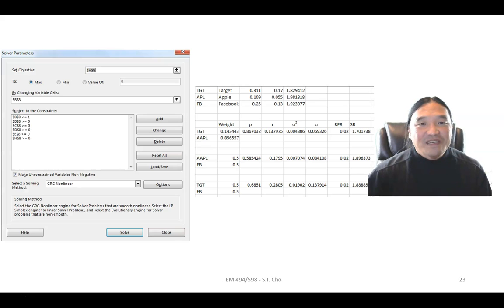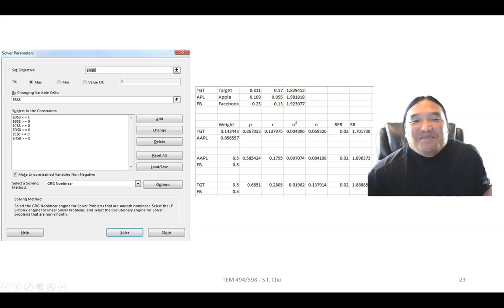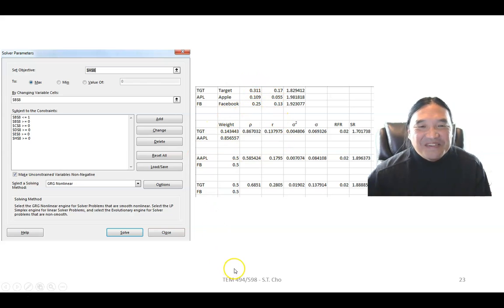So what Dr. Cho did is come up with data for Target, Apple, and Facebook. Which two of these stocks do you want? So here's the return, the R's, and here's the variances. And here's the inherent ratios that they have. Now the Apple one was actually much higher, but then you would never buy Apple stock compared to the other two. The weight is what we're interested in.